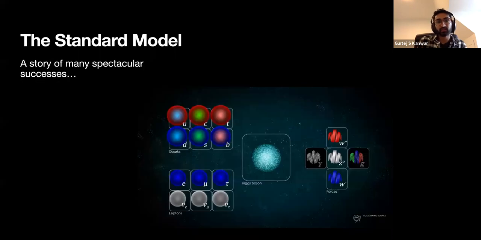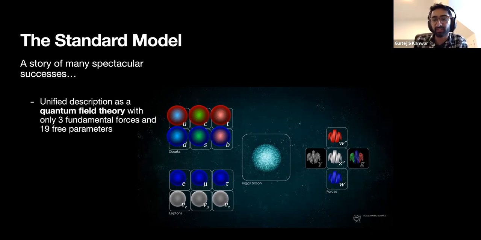So the story begins with the motivations, with the state of the art, the state of the world situation we have, where we have a beautiful standard model. It's a story of many spectacular successes in that it unifies all physical phenomena we see, at least at our human scales, in the language of a quantum field theory that contains only 3 fundamental forces and only 19 free parameters.